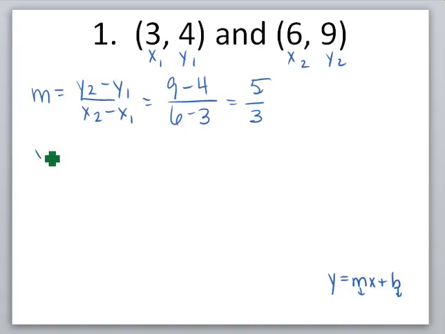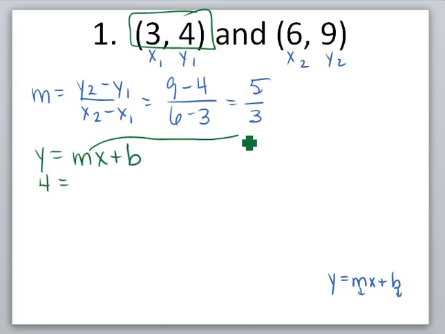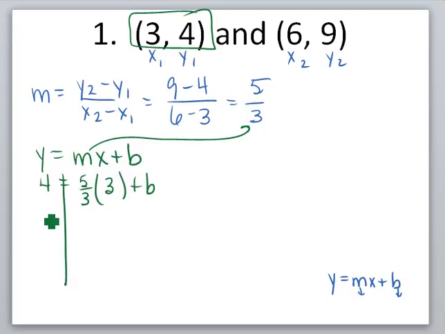Next thing I need to do is use one of the 2 points to write my y equals mx plus b so I can figure out what b is. I'm going to go ahead and plug 4 in for my y. My m, I just found it to be 5/3. My x value from this ordered pair up here is 3, and now I'll put plus b. Solve this equation, I end up with 4 equals, well, 5/3 times 3 is 5 plus b.